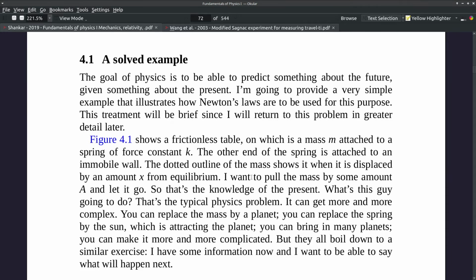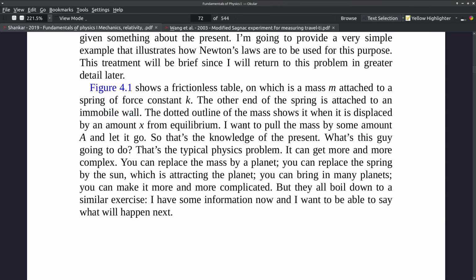So, section 4.1, a solved example. The goal of physics is to be able to predict something about the future, given something about the present. I'm going to provide a very simple example that illustrates how Newton's laws are to be used for this purpose. This treatment will be brief since I will return to this problem in greater detail later. Figure 4.1 shows a frictionless table with a mass m attached to a spring of force constant k. The other end of the spring is attached to an immobile wall. The dotted outline of the mass shows it when it is displaced by an amount x from equilibrium. I want to pull the mass by some amount a and let it go.